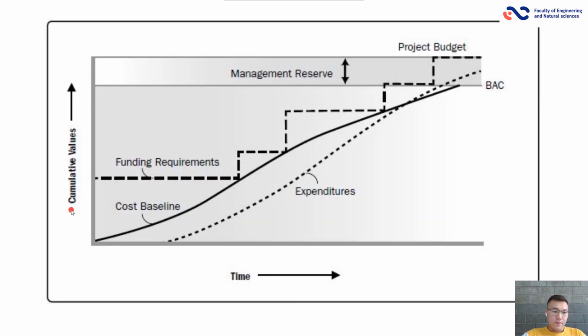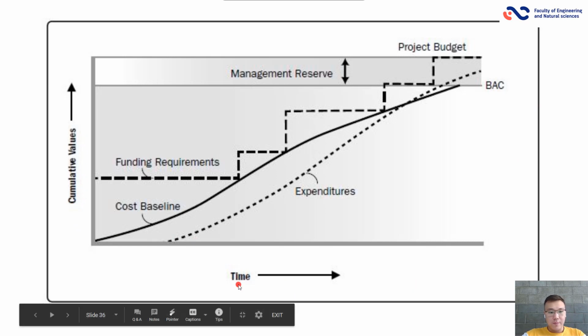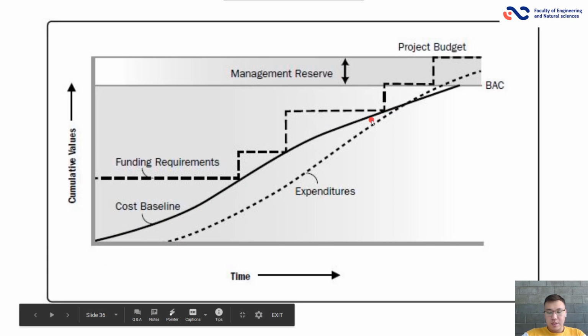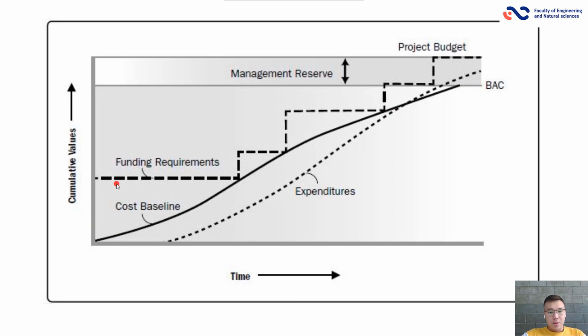Also, a graph of cumulative values with the time. It's like the cost baseline going straight up, and by the period it comes to funding requirements, and it ends with the project budget.